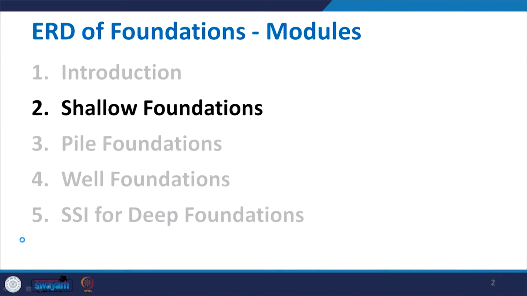In this course, we have 5 modules. First one, introduction, which has been already covered, and the second one, shallow foundations. We are covering right now in shallow foundations. Then once it is finished, we will go for pile foundation, well foundation, and finally soil structure interaction. Today, we are continuing with the shallow foundations, the last part of the shallow foundations.